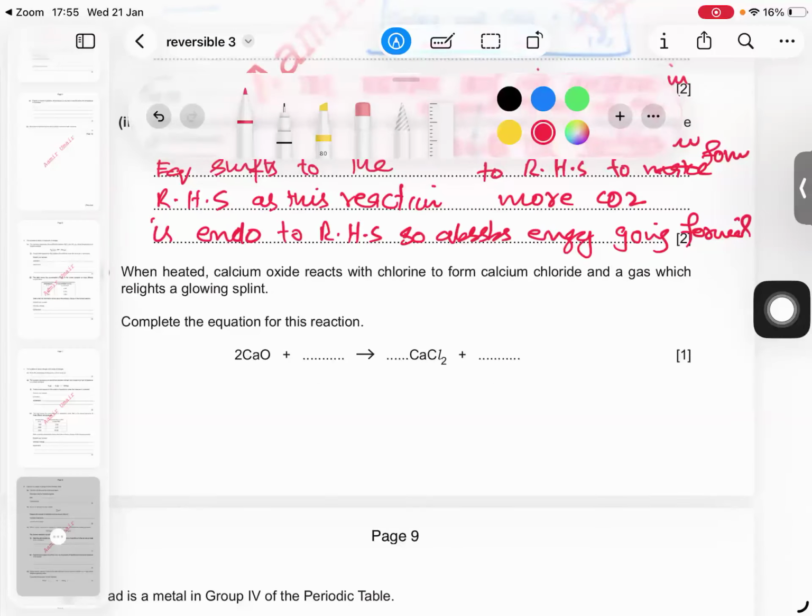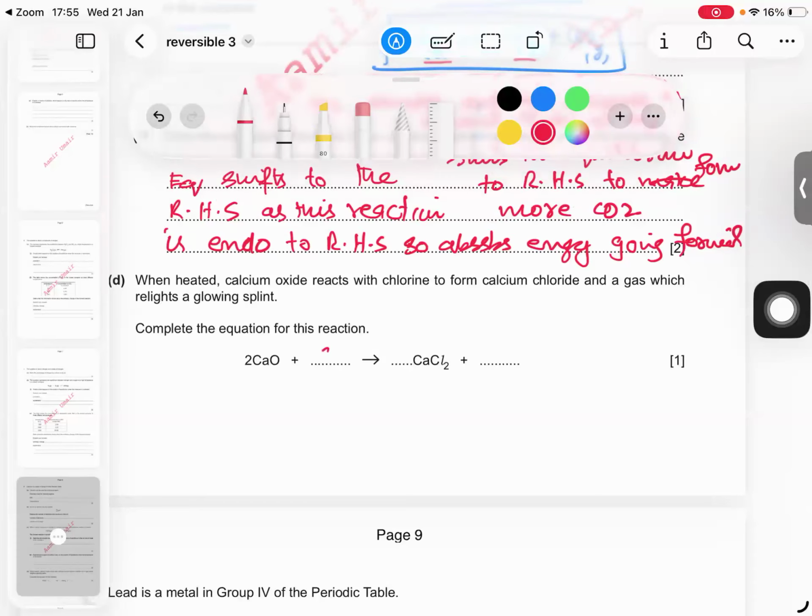When heated, calcium oxide reacts with chlorine, Cl2, to form calcium chloride and a gas which relights the glowing splint. What is the gas that relights the glowing splint? Oxygen gas, okay? Oxygen. For balancing, you have to multiply it with 2. And 2 this.